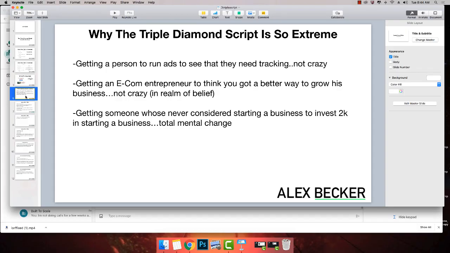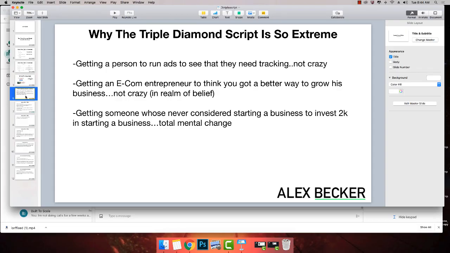And you'll see an example of the double diamond script here in a minute. It's not too hard for me to convince someone who runs ads that they need tracking, or to get an e-commerce entrepreneur to think you've got a better way to grow his business. It's not that crazy. All I have to do is convince them that their ads aren't working, and we've got a better way that they can run ads.